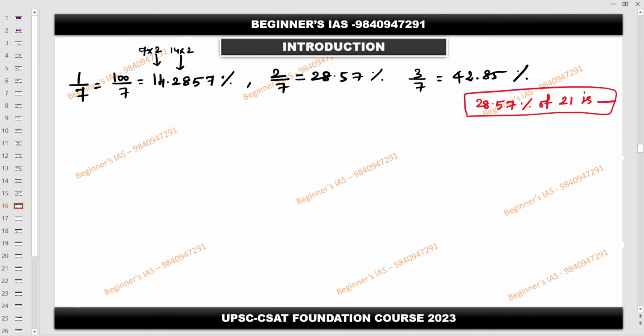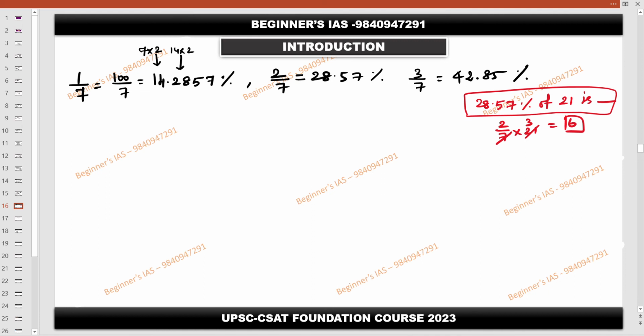28.57. What is the respective fraction? 2 by 7. 7 into 21, so cancel this, 3 times 2, six. Answer is 6. Simple. You will get this kind of questions in your group exams. Nowadays, due to the competition, even group exams give some moderate level questions, but you need to remember the basics. So at least 2 to 3 values you need to remember.